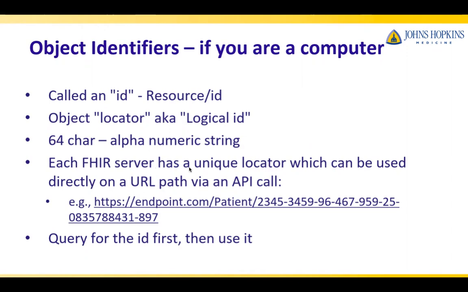Each FHIR server has a unique locator, which can be used on the URL path via an API. So let's take a look at that. Here we have an API call, HTTPS, with the endpoint definition. So for example, informatics.azurefhirehealthcareapis.com, the resource name, in this particular case a patient, and then this lovely 64-character alphanumeric string. This is not something that you want to type in once, much less over and over. So if you're going to use this as a programmer, first you're going to query for that ID, you're going to write that to a variable, and then you're going to use it.